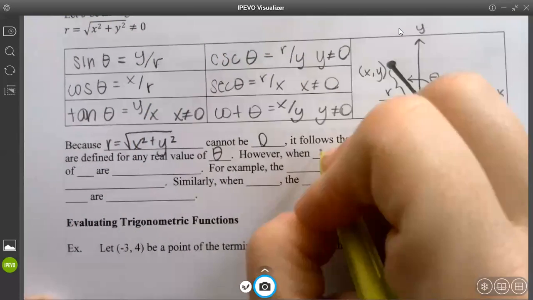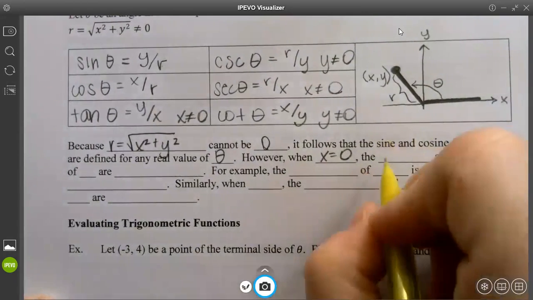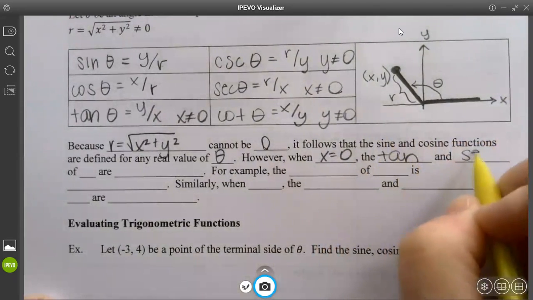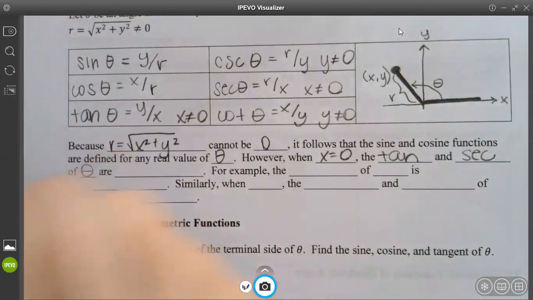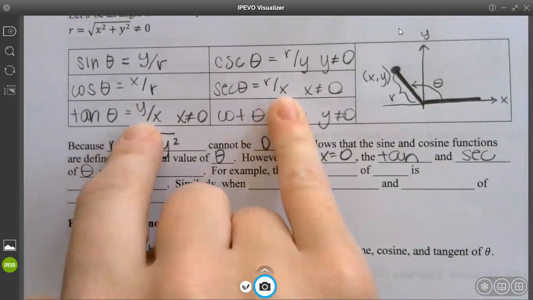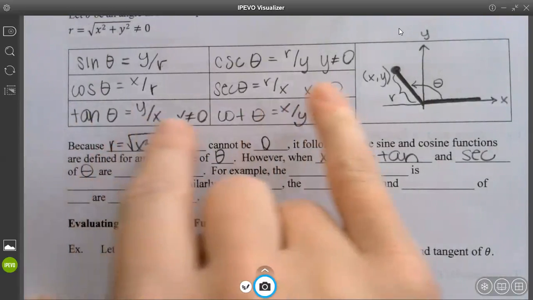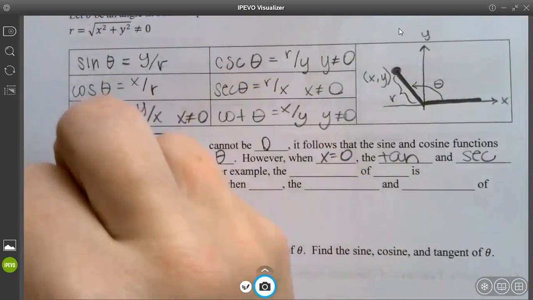However, when x equals 0, the tan and secant of theta are undefined. So look at tan and look at secant. Why is it referring to this one for x equals 0? Because they're both undefined, right? They can't be 0.